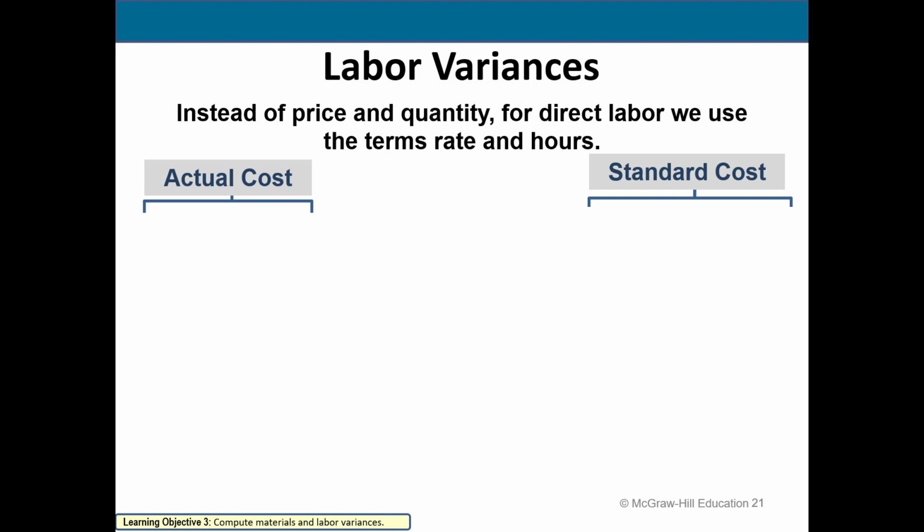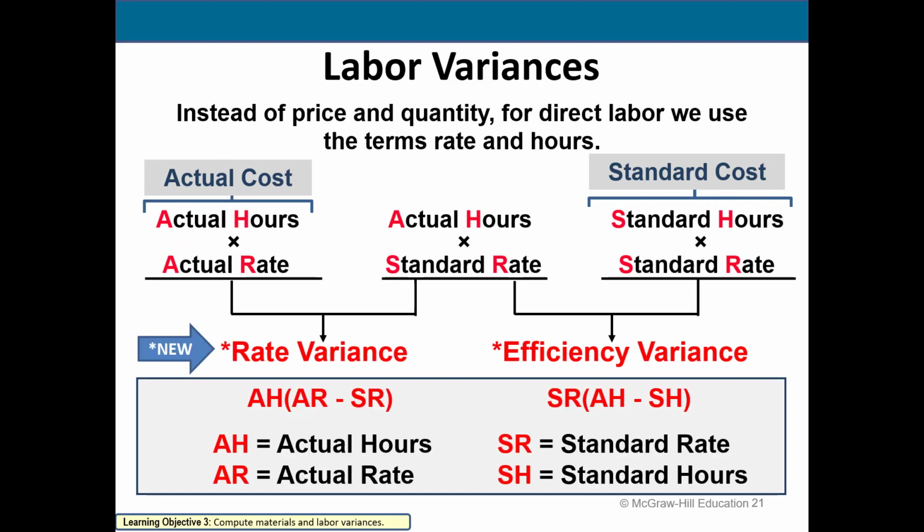Let's look at the labor variances. For labor, we use the terms rate and efficiency variances. The standard rate is the amount we should pay per hour for the work performed. Standard hours are the hours that should have been worked to make the actual output.